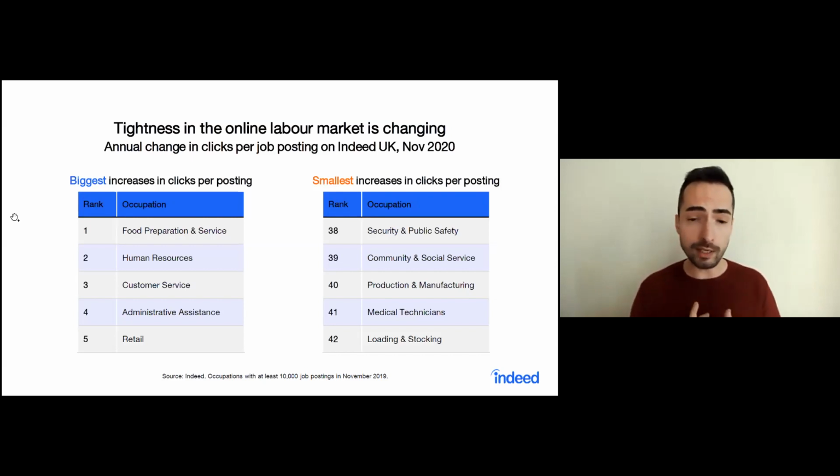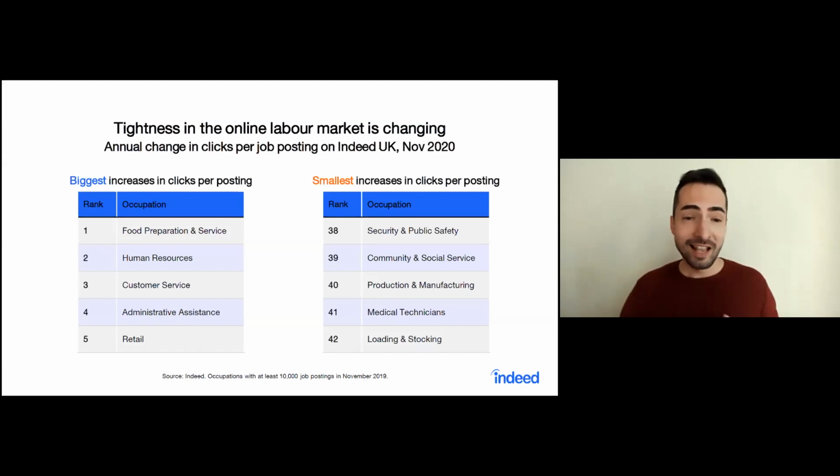But on the other hand, in areas where there is very strong demand for new workers, like loading and stocking or medical technician jobs, clicks per posting have actually fallen compared to a year ago, because demand has really outpaced supply that we see on the job search side. So job seekers for the time being are retaining a fairly healthy interest in sectors that are lagging in the recovery. Do these trends matter?